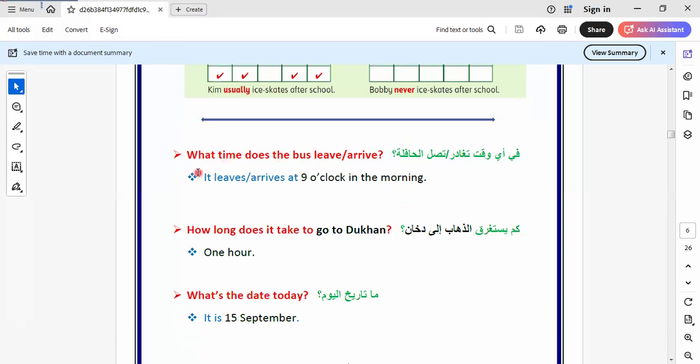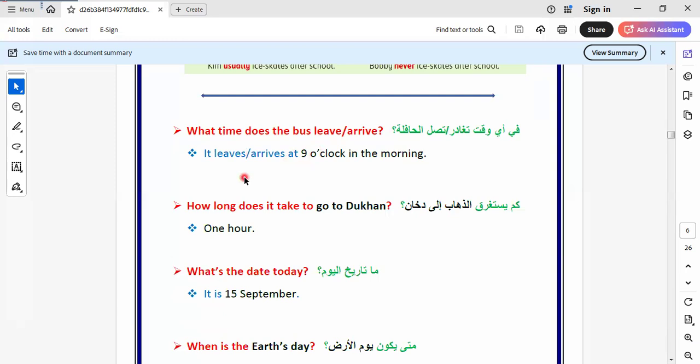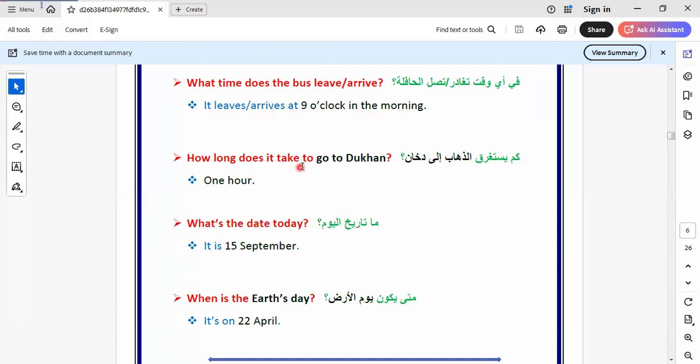Okay. When we ask about the time, what can I use? What is the formula or the question that we use to ask about the time? What time does the bus leave or arrive? So here we have does, and I put s on the verb like this. It leaves or arrives at 9 o'clock in the morning. How long does it take to go to Dukhan?